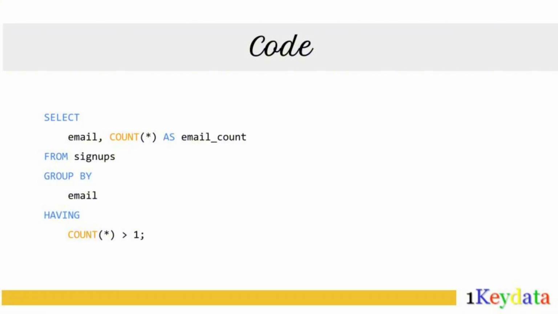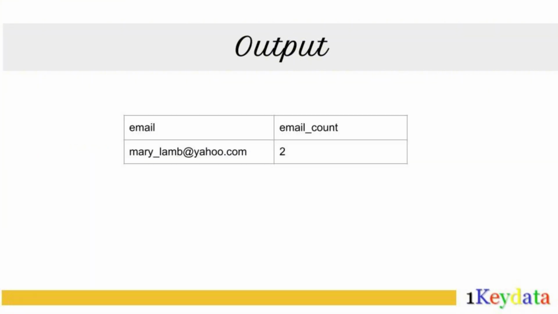The key here is to group the data by the column you suspect has duplicates, in this case, email. Then, we count how many rows exist for each email using the COUNT(*) function. To filter out unique values, we use a HAVING clause. This ensures we only see emails that occur more than once. When you run this query, you'll get a list of duplicate emails along with how many times each one appears.